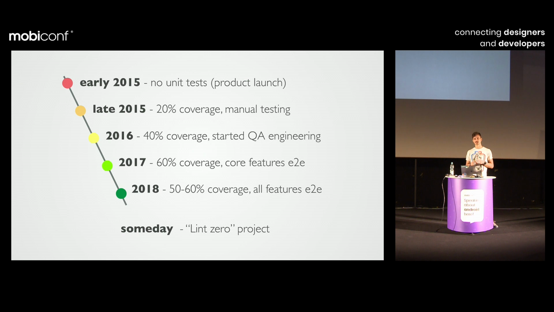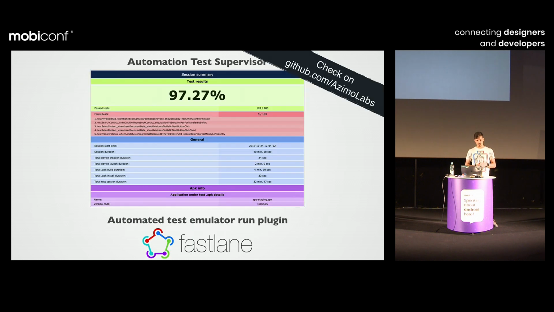And one day, we just had a single ticket called Lint Zero project. And it took about 2 or 3 days where we were removing all lint warnings by fixing them, or by ignoring them, because of course we cannot make our app so perfect. And also, as a result of our QA automation process, we published 2 open source projects.